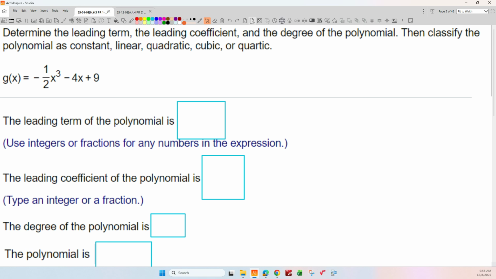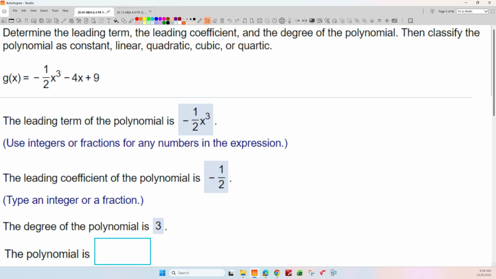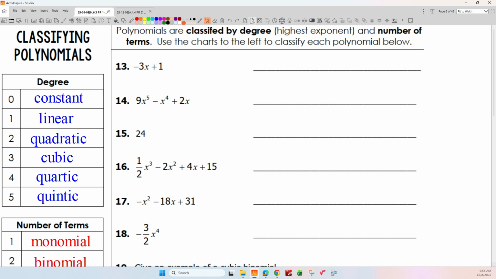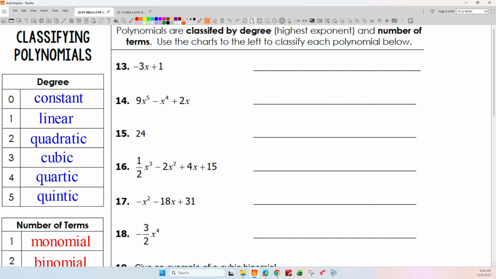Okay, so let's take this polynomial. What's the leading term of that polynomial? Good, -1/2 x cubed. The leading coefficient, -1/2. The degree, 3, good. And, okay, so what does this want us to do? We haven't talked about this yet. If we wanted to describe this polynomial, we'd call it cubic. Why? Because of this.